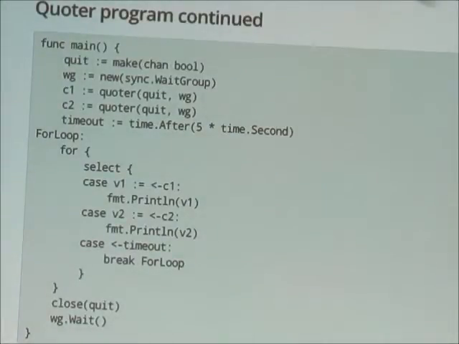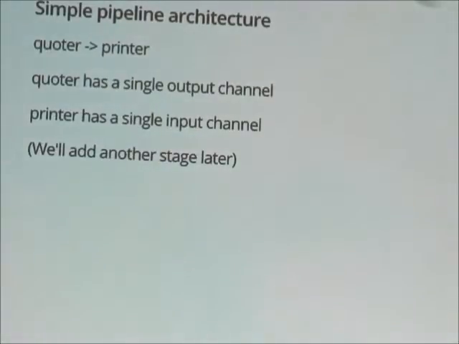In this example right now, we're generating quotes and then printing them out. You can imagine turning this into a 2-stage pipeline where the first stage generates the quotes, and the second stage consumes them and prints them. The quoter has a single output channel, the printer has a single input channel, and that's pretty boring, but we'll add another stage later.